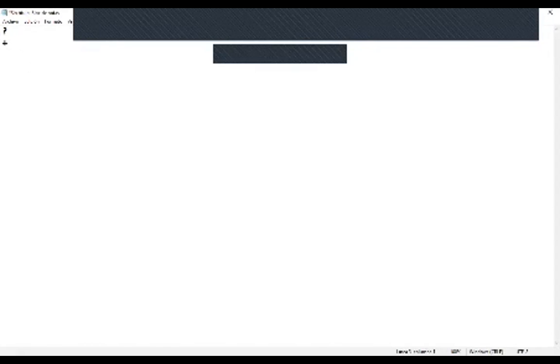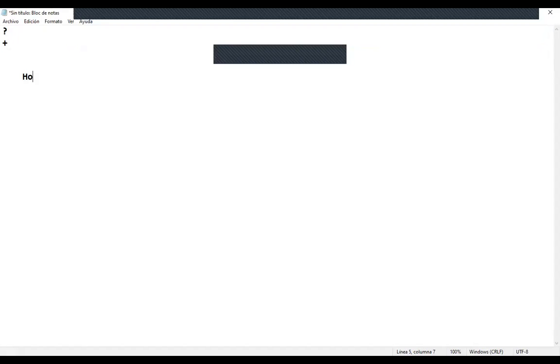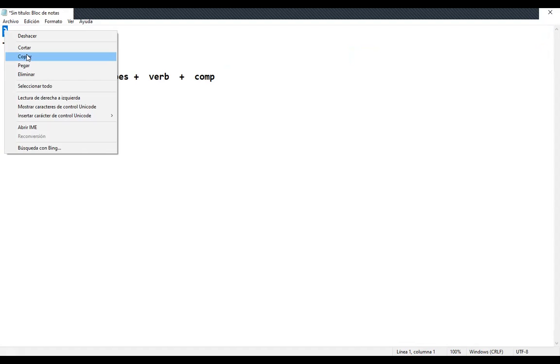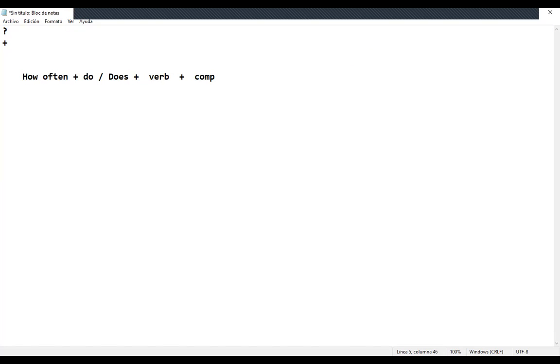Ok, ahí estamos, ¿verdad? How often? Aquí necesito el auxiliar do o el auxiliar does. How often? Next, verb. How often do you eat pupusas or how often do you run in the morning?